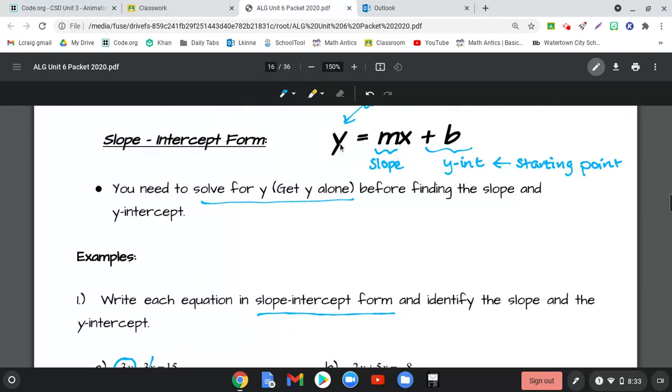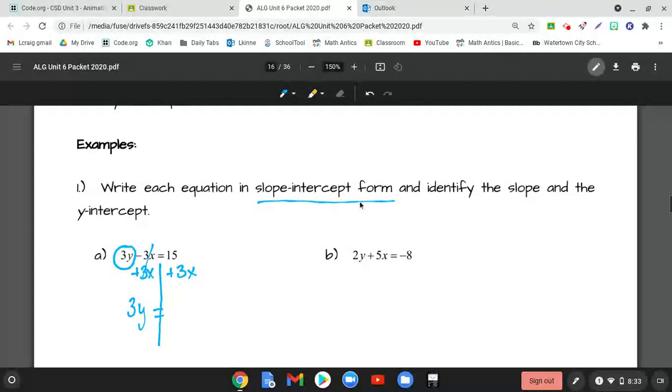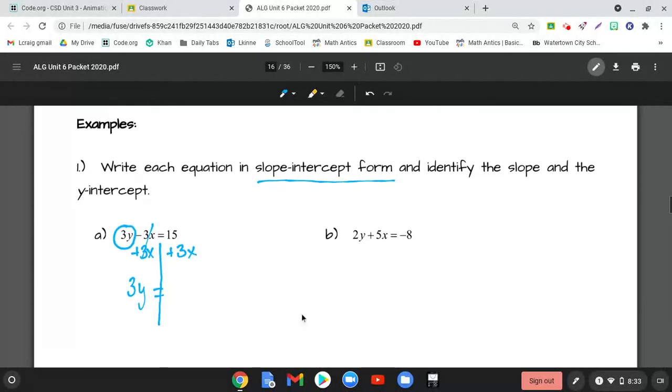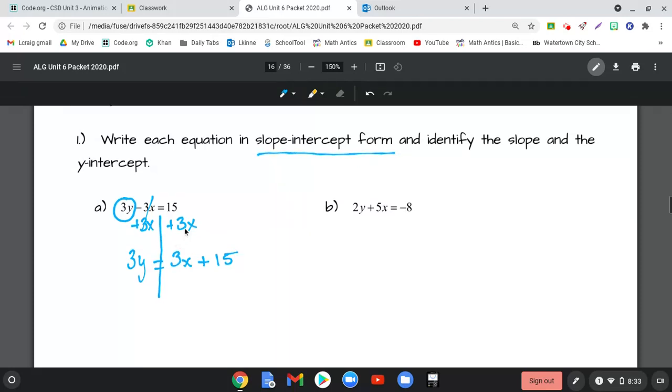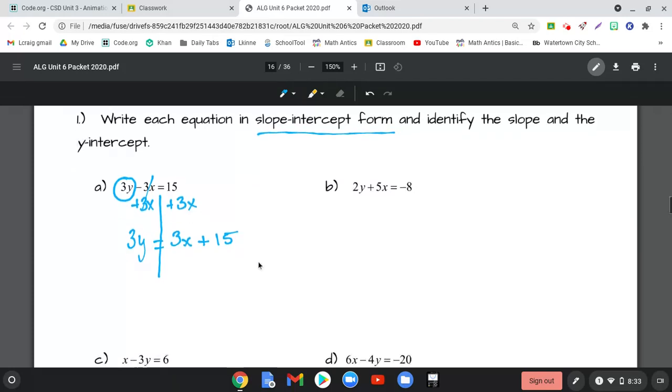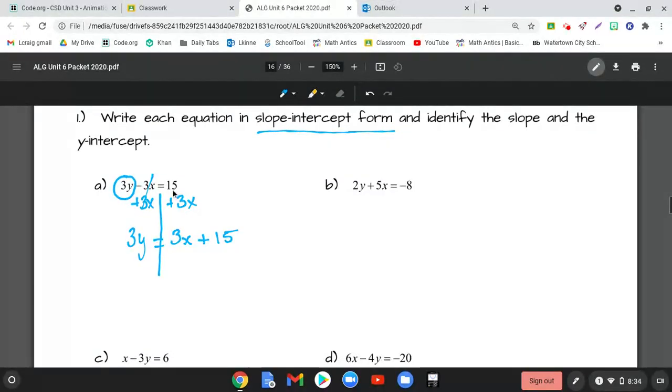So we're going to make it look like this. We'll put whatever's with x first and then the number by itself. So we have basically a +3x, and 15's positive, so we'll put a +15. Yes, you could write 15 plus 3x, but then I'd be worried that you'd mix up which one is the slope and y-intercept.